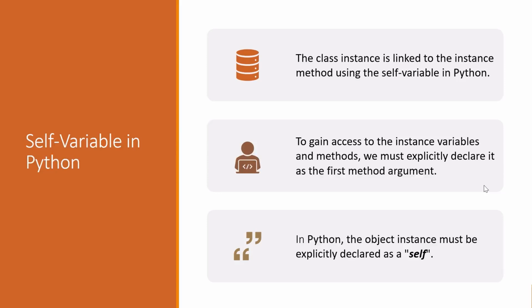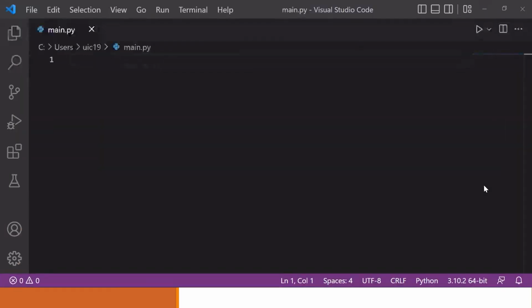In most object oriented programming languages, the current object can be accessed in a method without explicitly passing it as a method argument. For instance, in Java we use the this keyword to access the current object. However, in Python, the object instance must be explicitly declared as self. Now, how can we use this self variable? Let's understand with the help of an example, and for this I will open my Visual Studio Code.